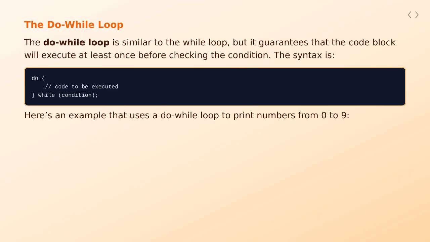The do while loop is similar to the while loop, but it guarantees that the code block will execute at least once before checking the condition. The syntax is, see the example on this slide. Pause if you want to study the details.